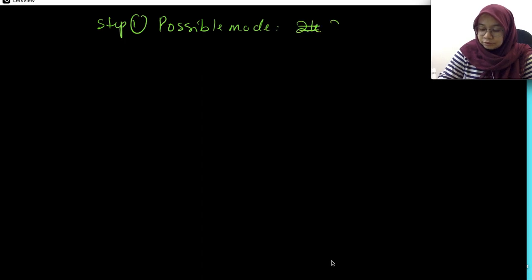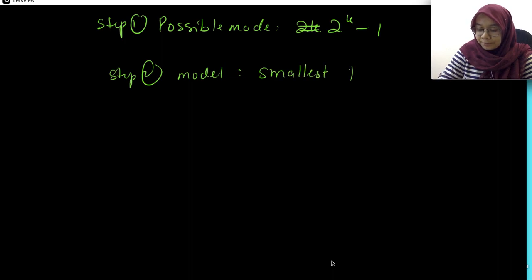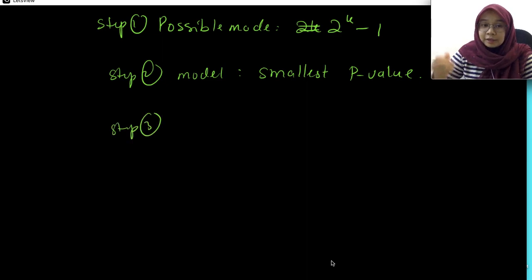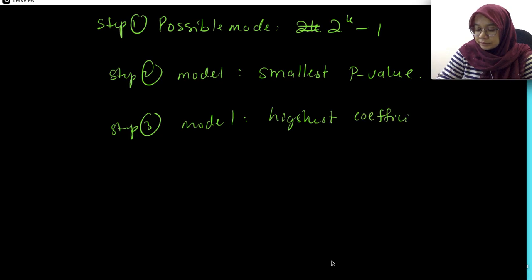So just now, step 1 is the possible models, 2 to the power of k minus 1. After you determine your possible models, step 2, you choose the model that has the smallest p-value. And then step 3, you choose the model that has the highest coefficient of determination.